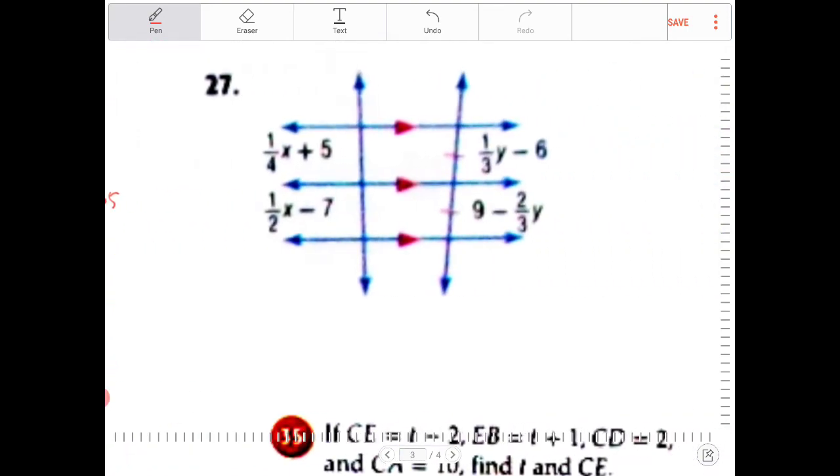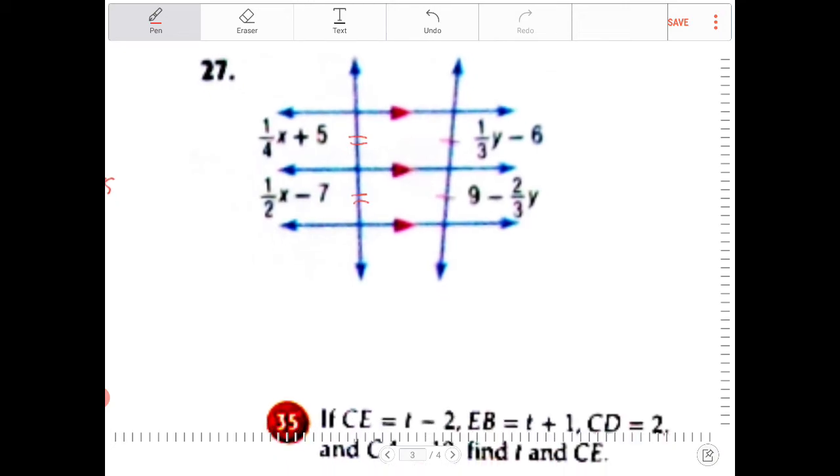Okay. Again, we're dealing with mid-segments, so even though it's not marked, it's not assumed. We know definitively that those segments on the other side must also be congruent. So we can say 1/4 x plus 5 is equal to 1/2 x minus 7. Subtract both sides by 1/4 x, I end up with 1/4 x. Add 7 to both sides, I end up with 12. x, therefore, will equal 48.